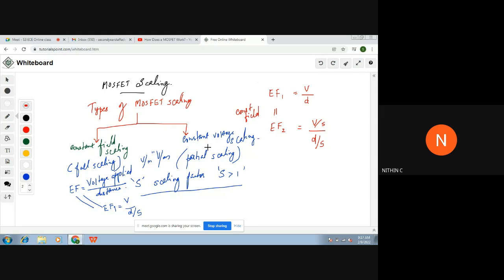On the other hand, in the case of constant voltage scaling, here the dimensions will be reduced by a factor S. At the same time, the voltage will remain constant. When we say voltage, you might be confused, you will be having several voltages to deal with. Which ones? One will be VTH, the threshold voltage.